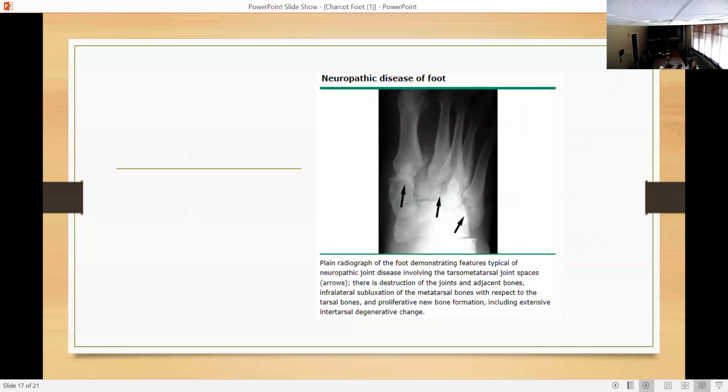This is a plain radiograph of the foot. It shows some typical neuropathic joint disease involving the tarsometatarsal joint spaces where the arrows are. There's destruction of the joints, adjacent bones. It kind of looks like a big mess in there, to be honest. But that is something typical you might find on a radiograph. Next slide.